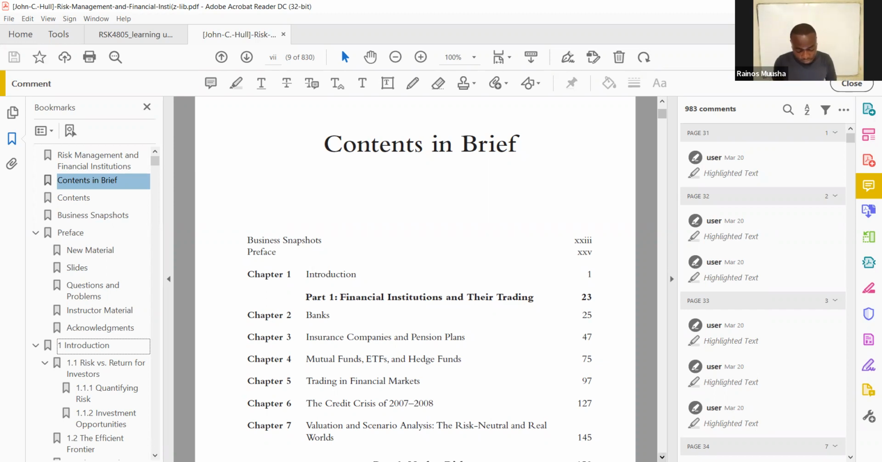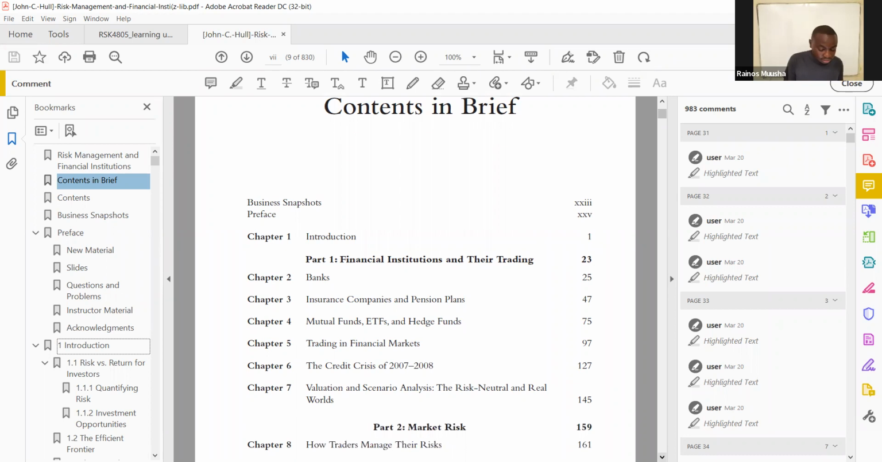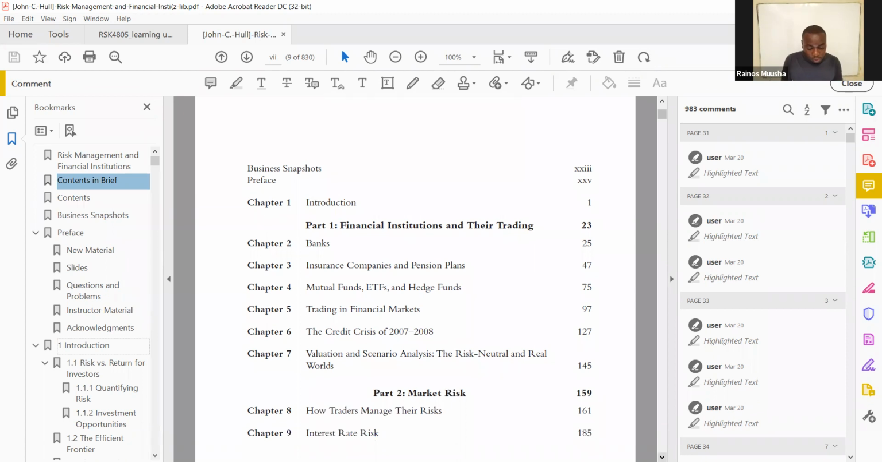So learning unit 1, we go through chapter 1 of the textbook. Then for learning unit 2, we go through chapters 2, 3, and 4 of the textbook. And here, in learning unit 2, we are going to be looking at financial institutions and their trading. But remember, it's not necessarily in this sequence, because we look at chapter 2, then chapter 5, and later on chapter 7, but not necessarily in this sequence. You have to use the sequence that is given in the study guide provided by the lecturer.